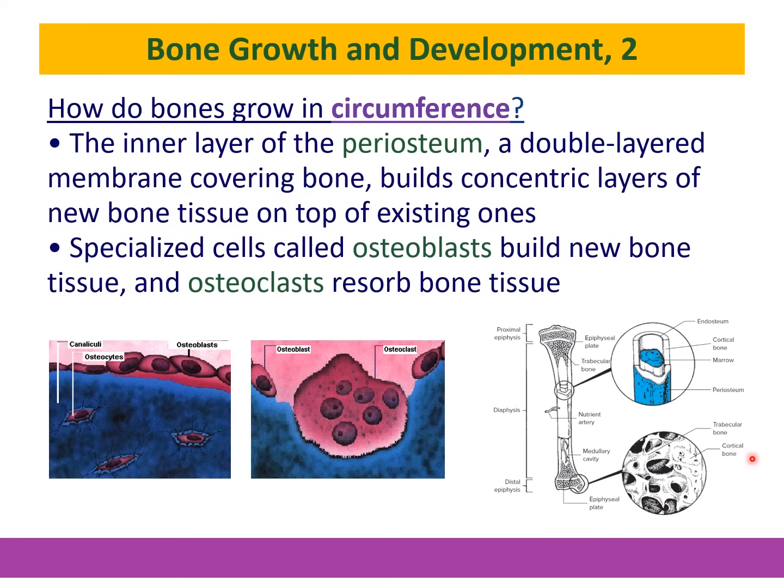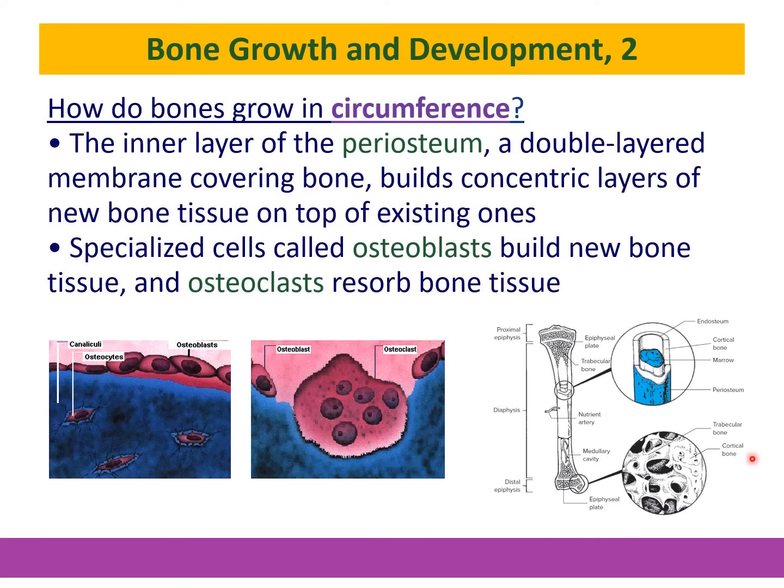A very important condition where we have an imbalance between the osteoblast and osteoclast functions is osteoporosis. One of the characteristics of osteoporosis is the higher activity of osteoclasts, which dissolve the bone, and that's why we have weaker bone in people who are experiencing osteoporosis. Hopefully this is helpful in understanding how bone grows in length and in circumference.